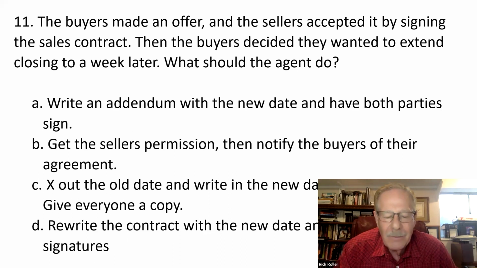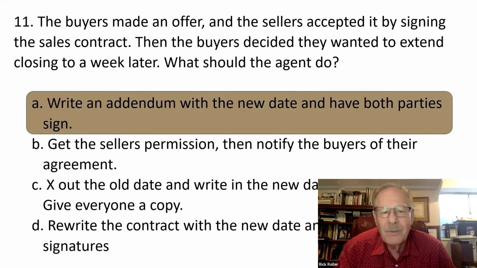So anyway, the best thing would be to get an extension, but how are you going to do that? Well, do you write an addendum with the new date and have both parties sign? Yeah, that's the right answer. A is the right answer. Get the seller's permission and then notify the buyers.